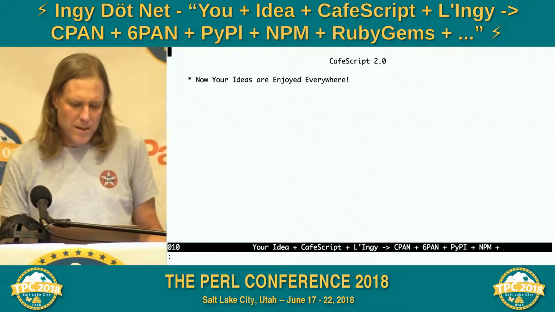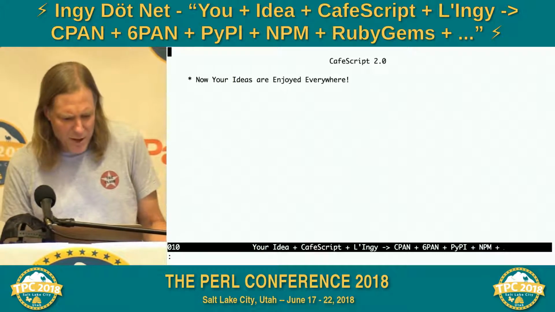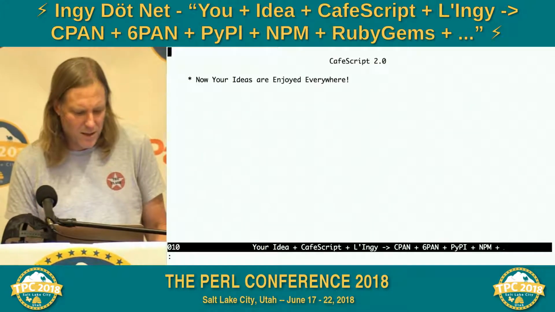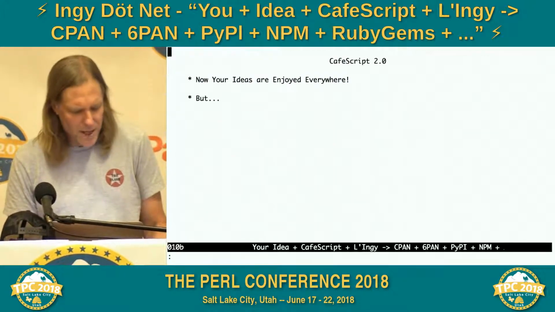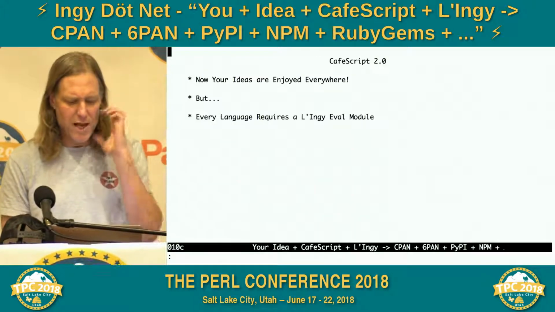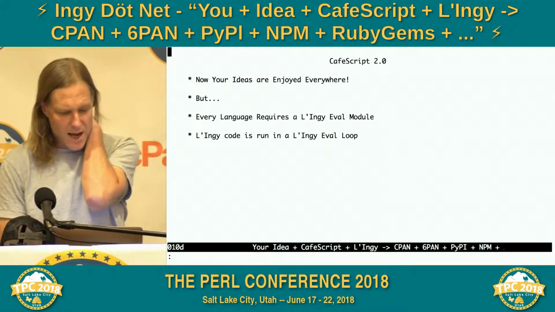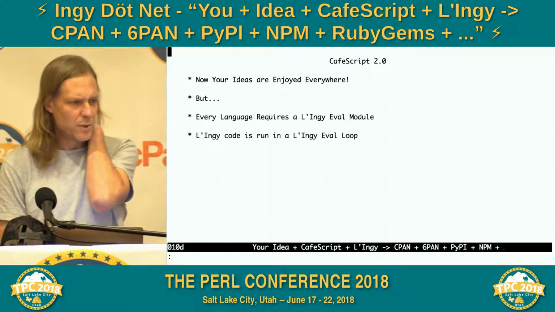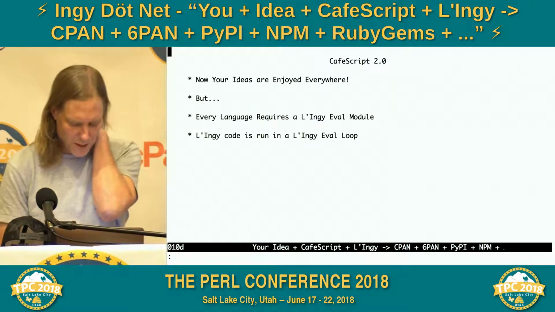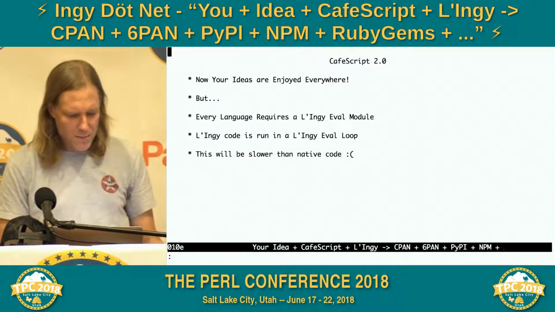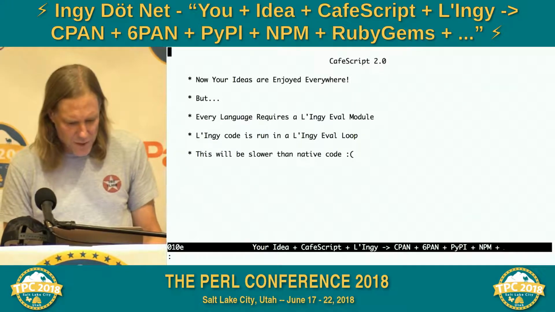Okay, so CafeScript 2.0 is now your ideas are enjoyed everywhere. But every language requires a Lingy eval module that runs the code in an eval loop, because you have to interpret, run through the Lisp. But that's an easy problem to solve. This code will be slower than native code.